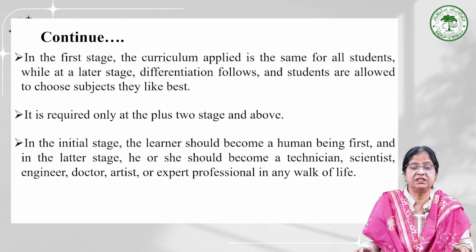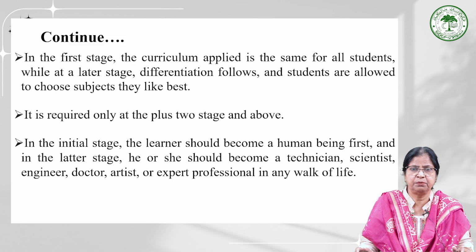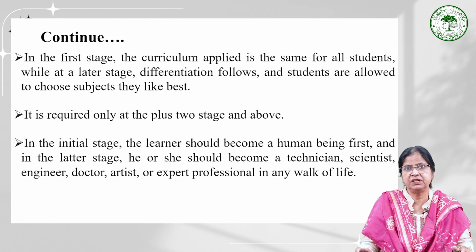In the first stage, the curriculum applied is the same for all students, while at a later stage differentiation follows. In the early stages, in the primary, in the secondary, the subjects are common for all and all the students are studying the same subjects. So, this is a core curriculum that everyone has to study, and it is compulsory to study these subjects. Now, in later stages, differentiation follows and students are allowed to choose subjects they like best.